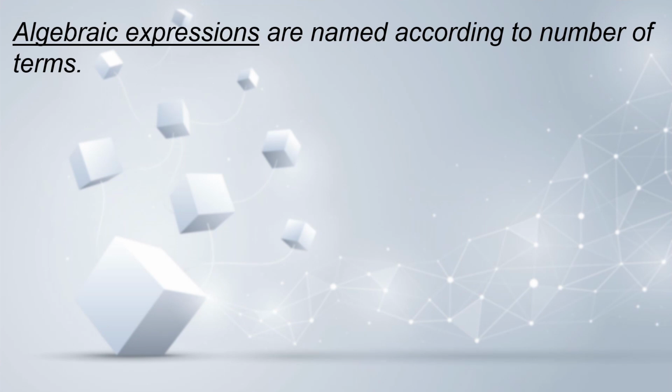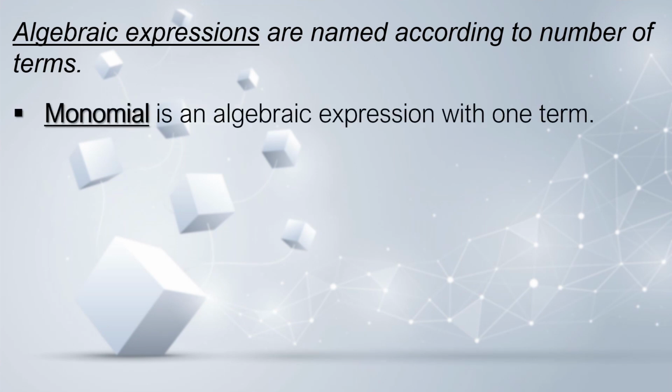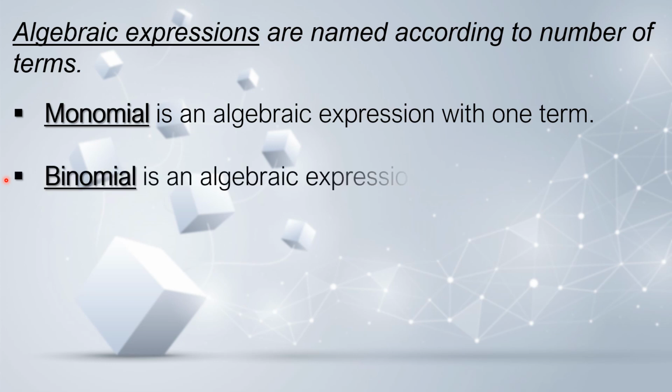So algebraic expressions are named according to number of terms. Monomial is an algebraic expression with one term. So ang keyword natin dito is mono. So kapag sinabing mono, that is one. So kapag sinabing monomial, that is algebraic expression with one term.